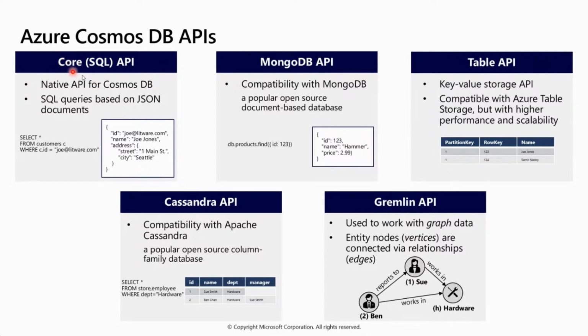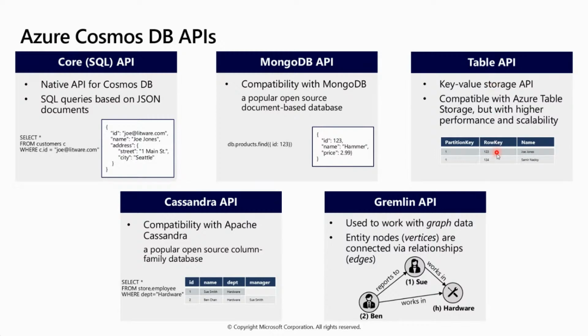Core SQL is the native API for Cosmos DB. All SQL queries are based on JSON documents. MongoDB is a popular open source document-based database where you can see this is my data. With core SQL, you can query it like this. And for MongoDB, the data will be present in the form of JSON. You can query like this.